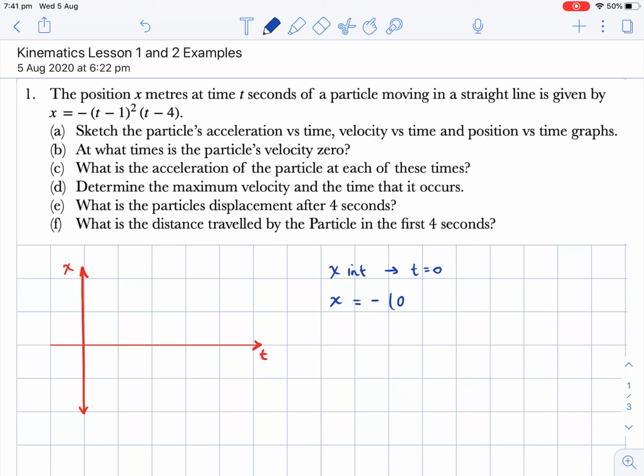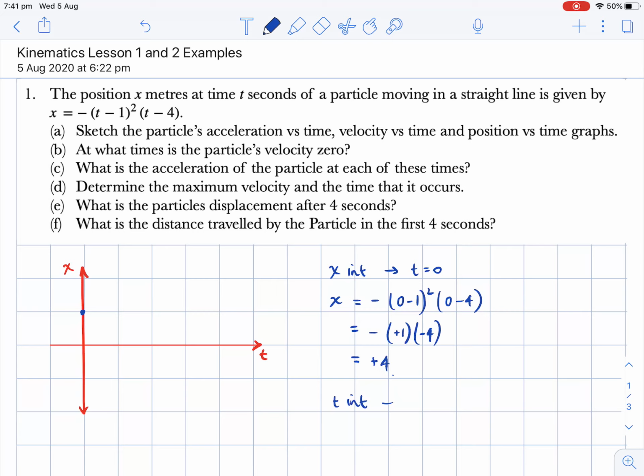So my x-intercept is at t equals 0, which gives me negative (0 minus 1) all squared times (0 minus 4), and that equals negative positive 1 times negative 4, which is equal to positive 4. So I can put that point on my graph. I'm going to say that that's 4.